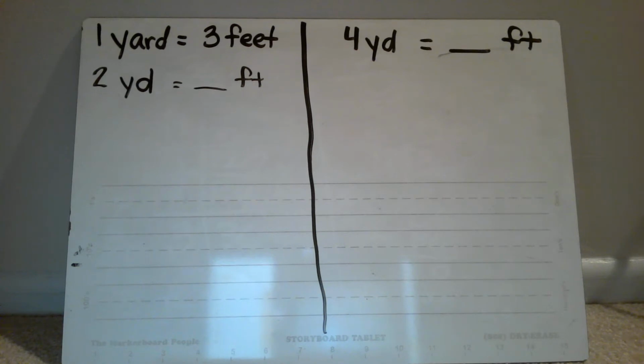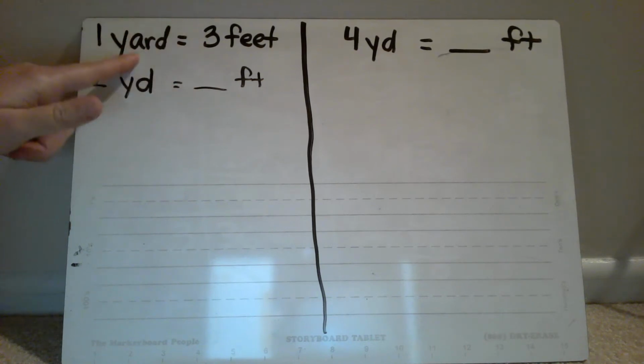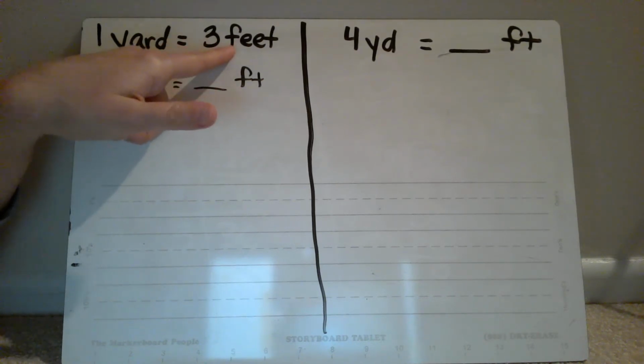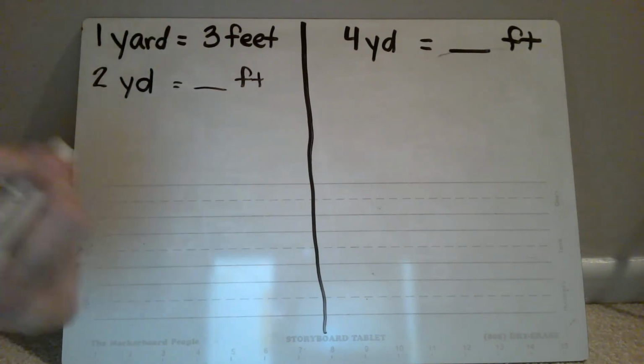So a yard is pretty big. So we know that 1 yard is 3 feet. So for every one of these, we need to have 3 feet. So now my question is, what if I had 2 yards?